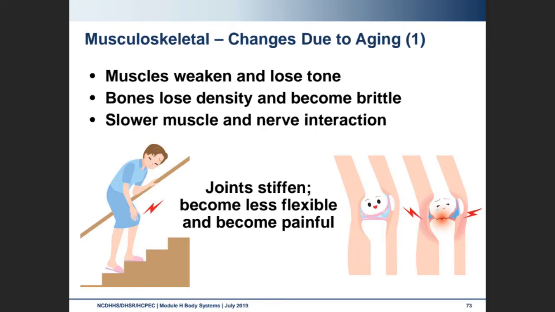All right, so as we age, our muscles weaken and lose some of their tone. Our bones lose density and become more brittle. We also have slower muscle and nerve interaction, and our joints tend to become a little more stiff and less flexible. This is why sometimes we do have some pain and decreased range of motion and flexibility as we age.